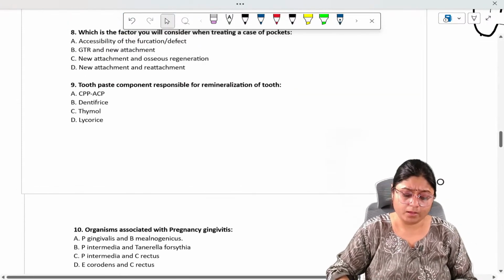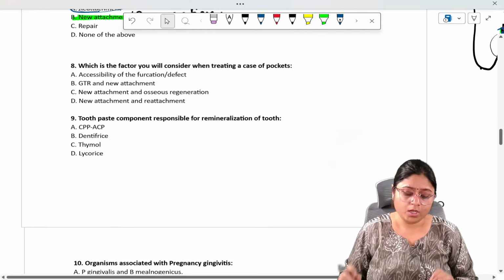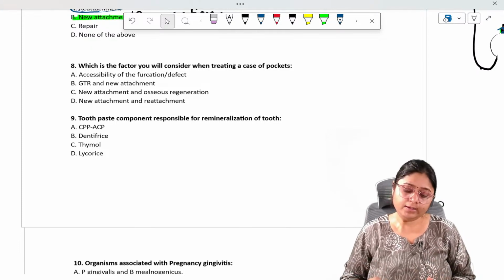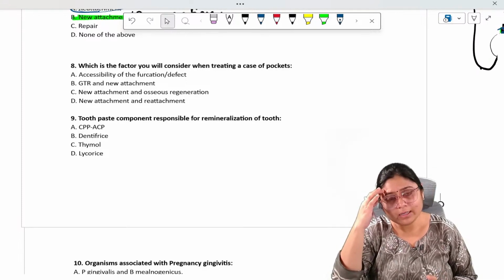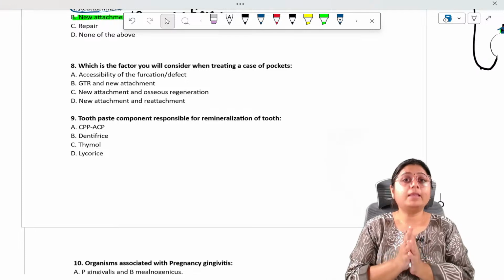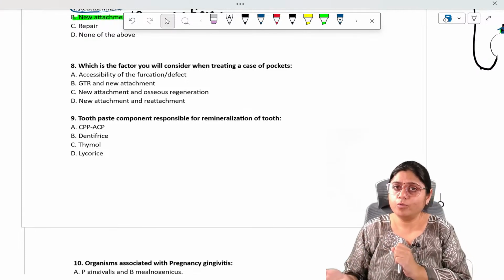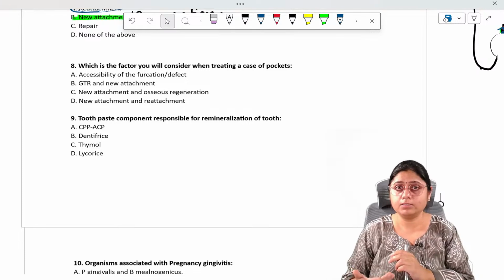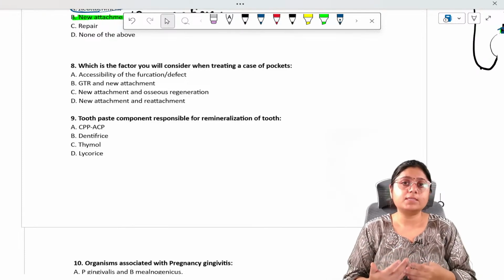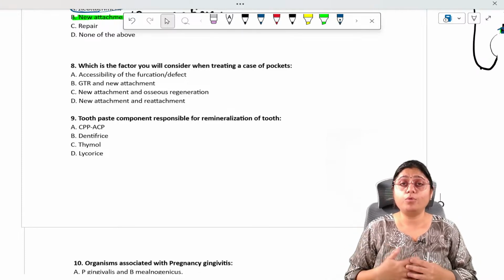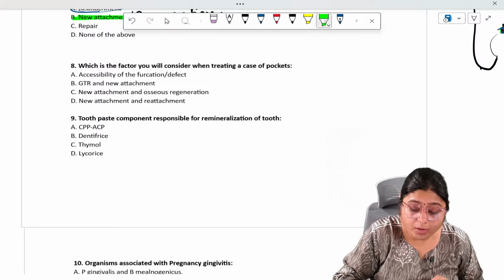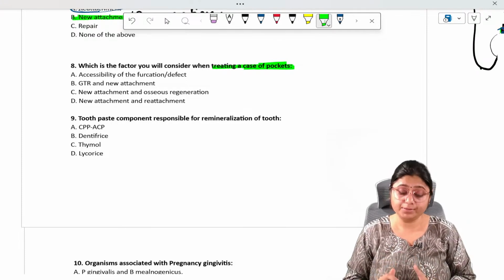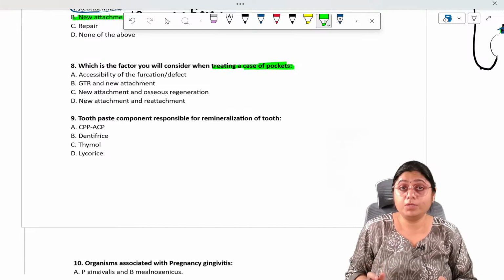Now the next question. Which is the factor you will consider when treating a case of pockets? Difficult question, right? You might think, "Arey, ye kya pucha hai?" Remember, there can be pockets even in the absence of bone resorption. Sometimes the bone is healthy, but there can be initiation of periodontal disease. You will have pockets which are 4 mm, 5 mm, 6 mm, and in such cases it's not necessary that there will be bone resorption. So here they are asking specifically about treating a case of just pockets. They have mentioned nothing about bone. Always read your questions very carefully.